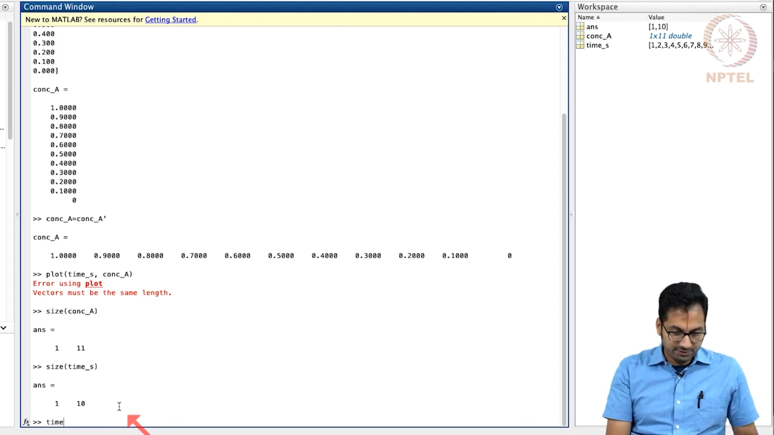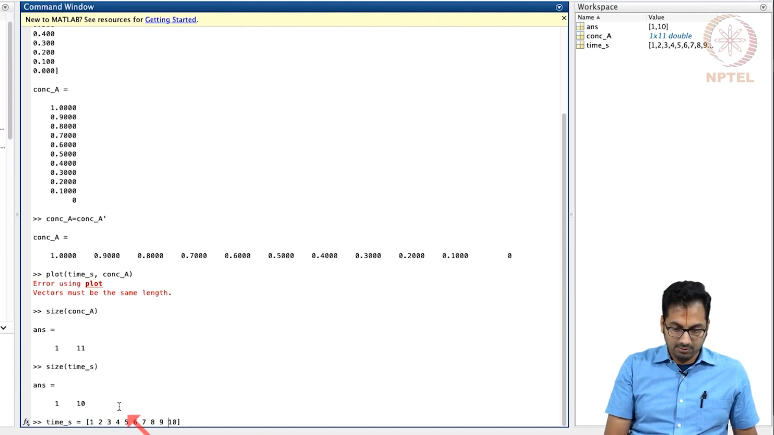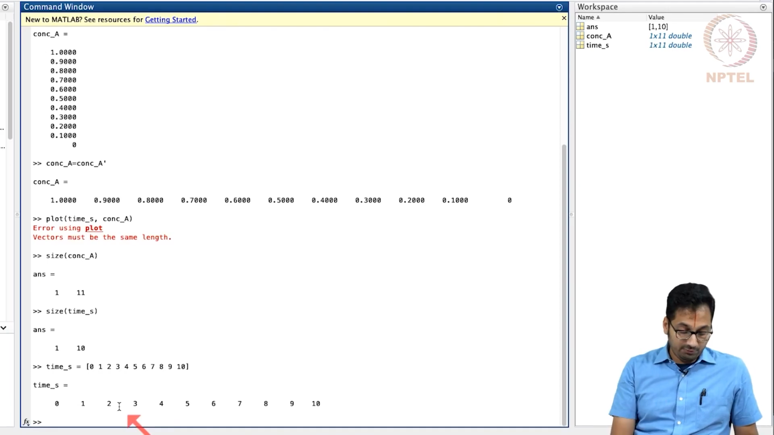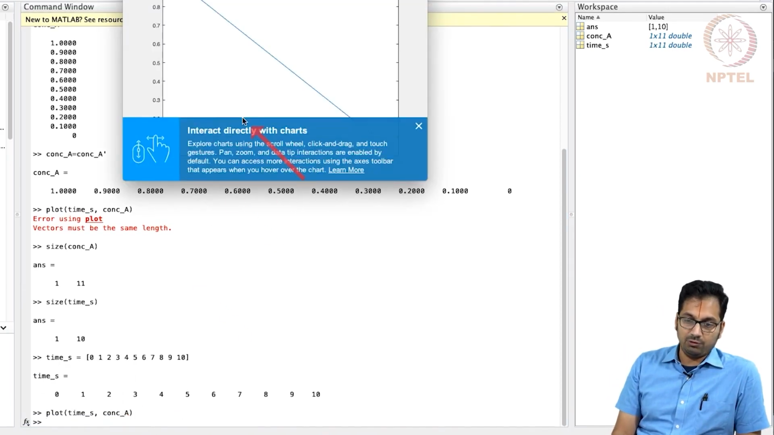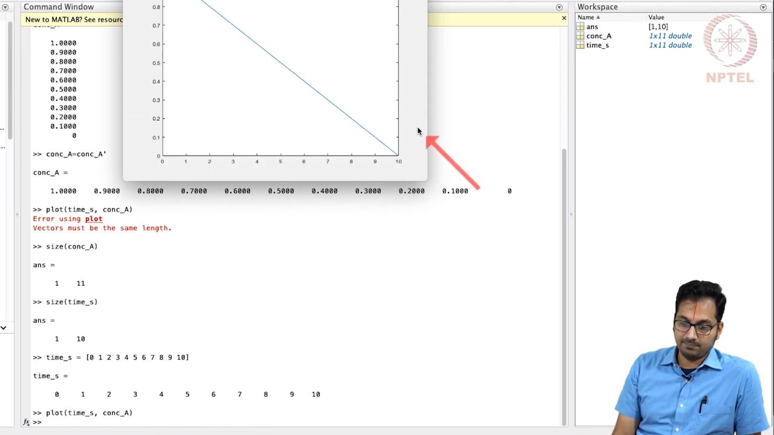So we can always introduce one more into this. Actually, if you remember, the time that we ended up defining should just have a 0 seconds that goes with it. So now if you say plot, you would be able to see the plot, where this is the time axis, this is the concentration, and you are able to see a straight line.